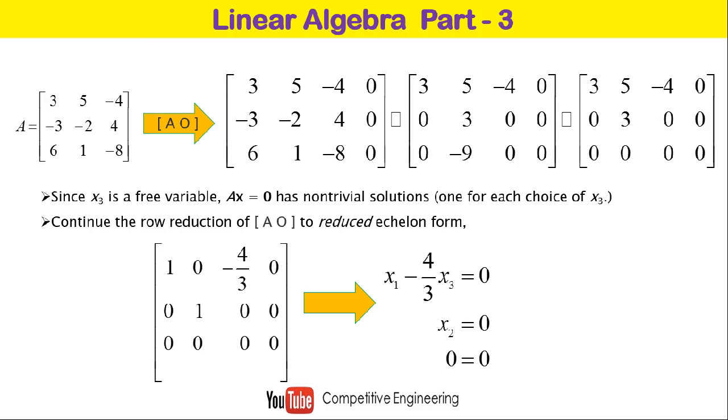I can write it as x1 minus 0. When multiplying with x1, x2, x3, I get x1 minus 4 by 3 into x3 equal to 0, x2 equal to 0, and 0 equal to 0. So x2 is always 0. The next condition is x1 minus 4 by 3 x3 equal to 0, that is x1 is equal to 4 by 3 x3. Whatever the value of x3, we can find the x1 value. So x2 is always 0, and x3 is chosen by us. There will always be a solution, an infinite number of solutions for this.